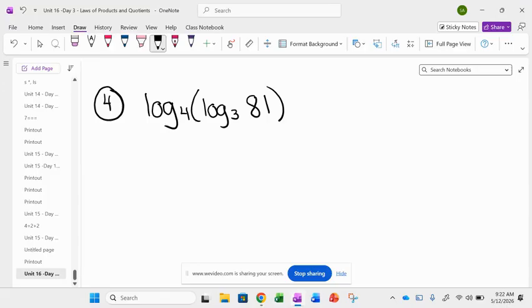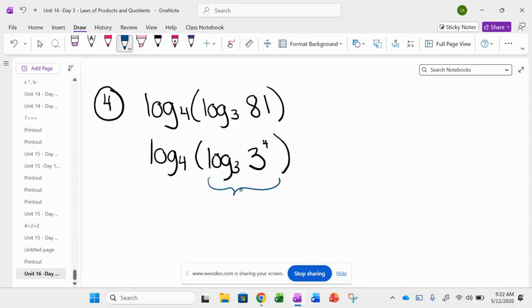So I'm looking at this. I first even noticed they don't even have the same base. I have log base 4 of log base 3 of 81. So now I'm going to work inside my parentheses. And I'm going to ask myself, can I simplify within these parentheses? I think I can. So I'm going to have log base 4, and then I'm going to see I have log base 3. Is there any way to change 81 into a base of 3? Yeah, we can change 81 into 3 to what power? The fourth power.